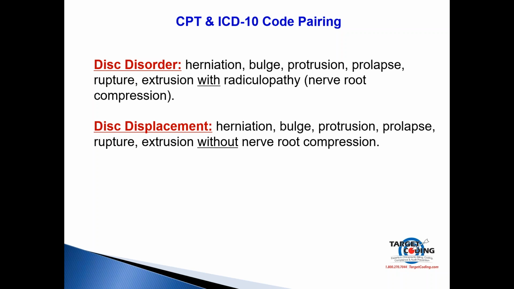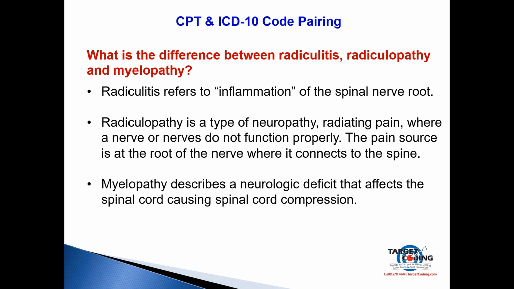So when I throw out some of these terms like radiculopathy, myelopathy, radiculitis, I oftentimes get questions. This is a common question I'll get: what's the difference between radiculitis, radiculopathy, myelopathy? So if you're not sure, brush up on some of these terms. Radiculitis refers to inflammation of the nerve root. Radiculopathy is radiating pain where there's nerve root compression. Myelopathy means that there's some cord compression. And typically for myelopathy, you would need an MRI or a CT scan.